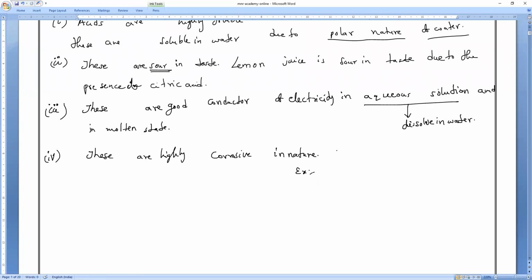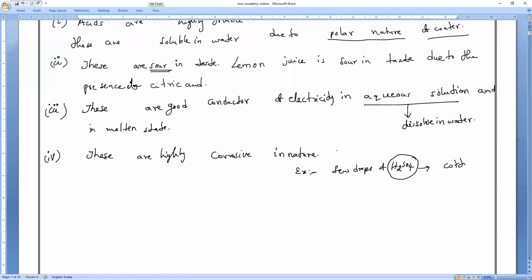For example, a few drops of H2SO4. Mr. Kaushik, H2SO4 means what is the name of the acid? Please let me know. Mr. Kaushik, I'm calling you. H2SO4 means what is the name of the acid? Harini? Sulfuric acid.